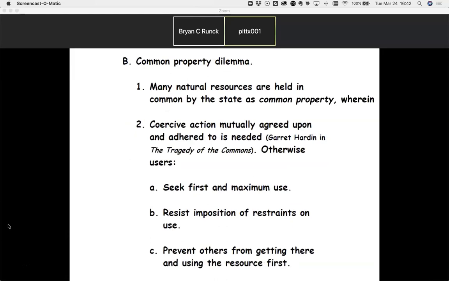The second resource dilemma is called common property dilemma. Many natural resources are held in common by the state as common property, wherein, as Garrett Hardin told us in The Tragedy of the Commons, coercive action mutually agreed upon and adhered to is needed. Otherwise, users seek first and maximum use, resist imposition of restraints on use, and prevent others from getting there and using the resource first.